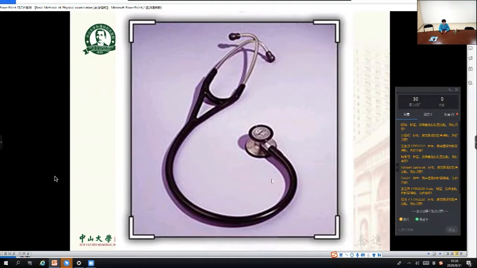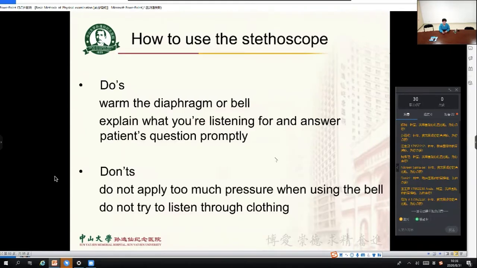This is the stethoscope. You may be able to buy this from the internet or from the shops, and this is very useful in our daily clinical work. And we have different types of stethoscope. You will know how to use it later on when you go into the wards to communicate with your patients or to check your patients. And how to use the stethoscope.